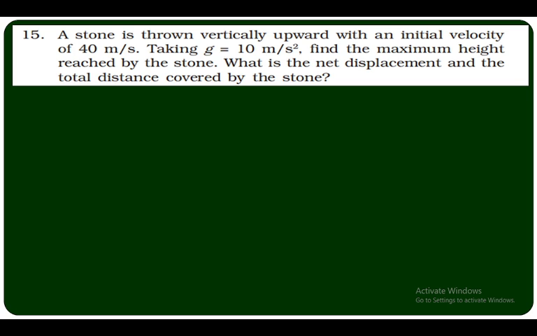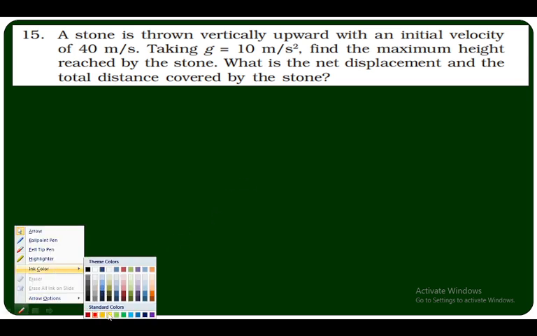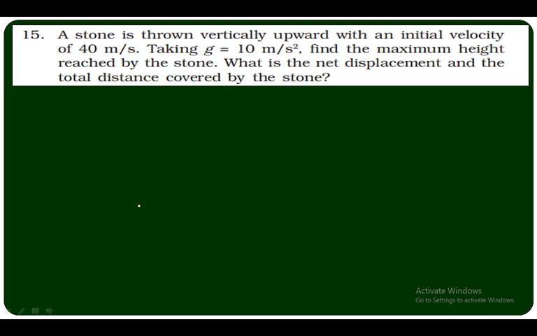Here is the question. Let us solve this question. A stone is thrown vertically upward. This is the stone. Suppose it is thrown vertically upward, right? With the initial velocity given as 40 meter per second.